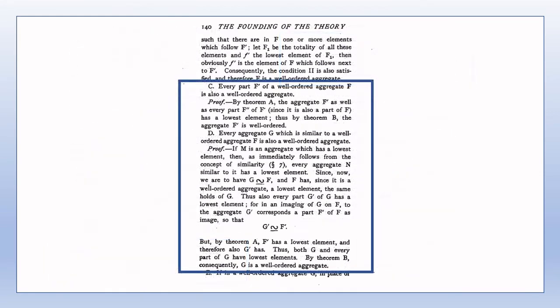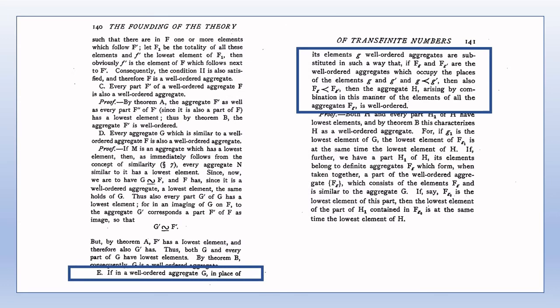The proof of Theorem C uses transitivity of partial aggregates. The proofs of Theorem C and D are straightforward and don't really require any further explanation. The result of Theorem E will be essential for section 14.